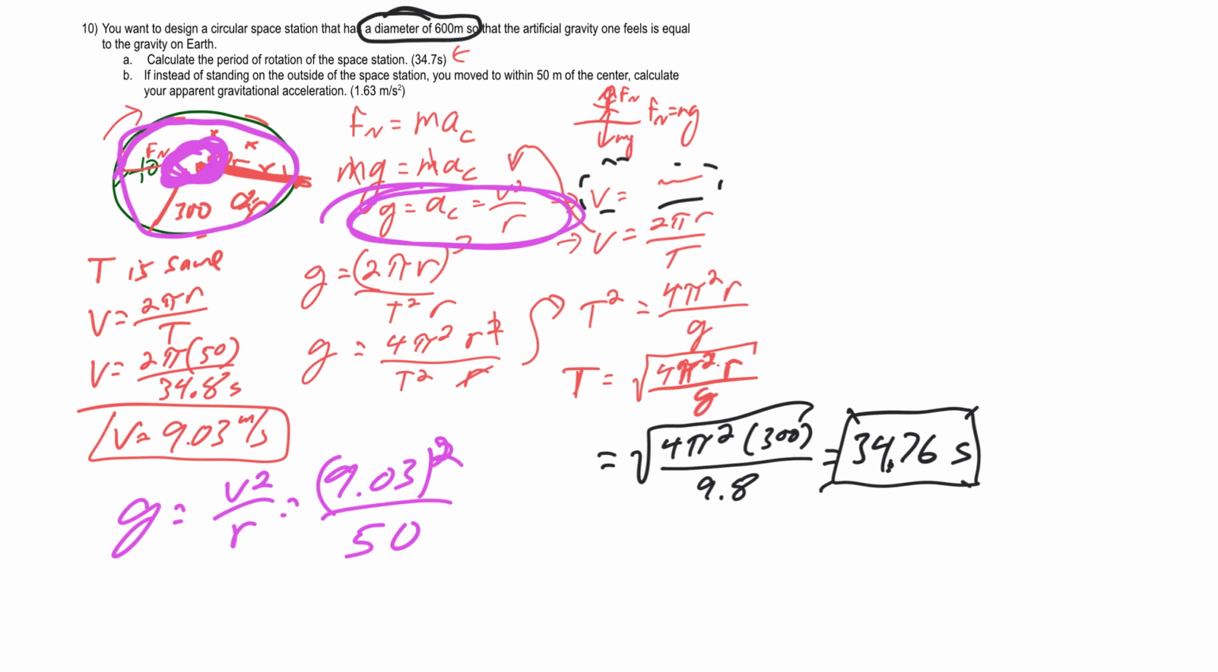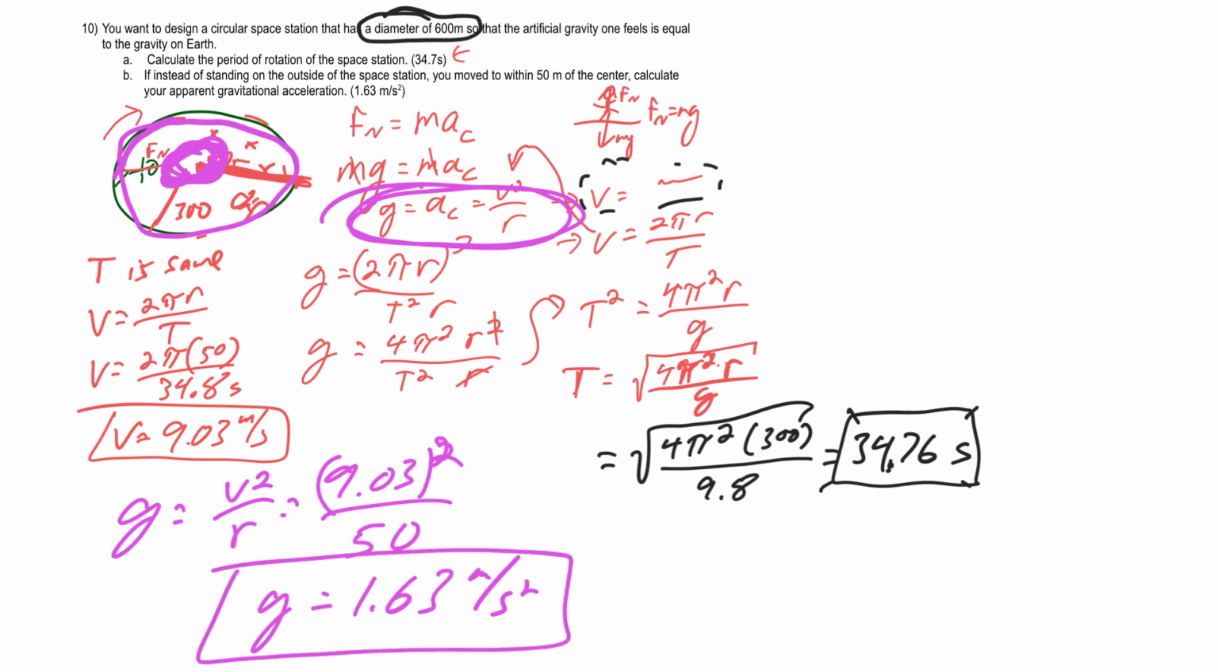All right, so I get 9.03 squared divided by 50 gives me about 1.63 for little g. So notice the acceleration of gravity, or this apparent acceleration of gravity. Remember, this is not actually little g, just our apparent acceleration is much less. The closer you get to the center, the smaller it's going to be.